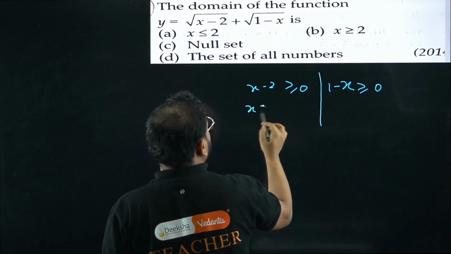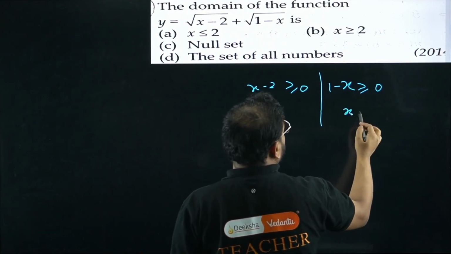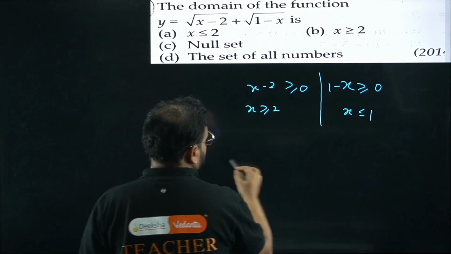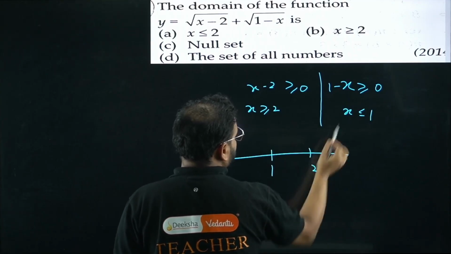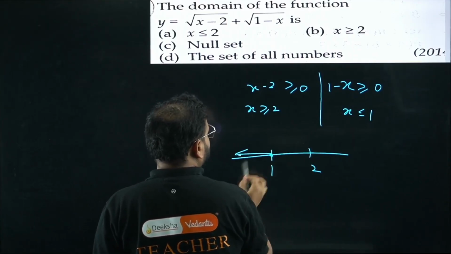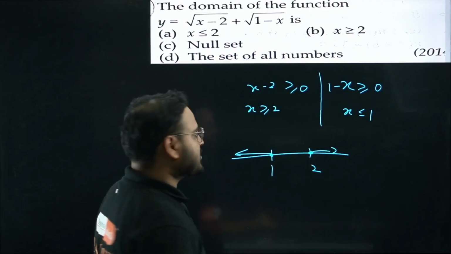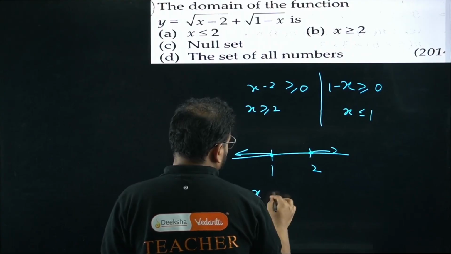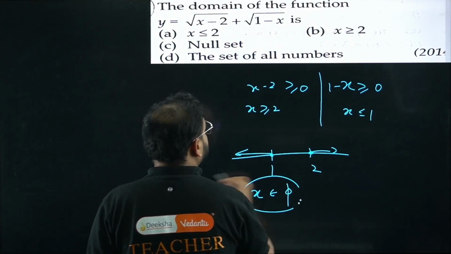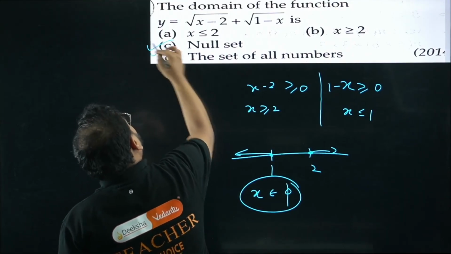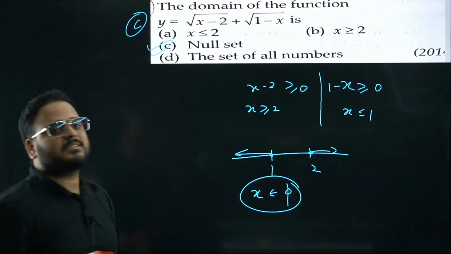From here, x should be greater than or equal to 2. From here I get x should be less than or equal to 1. Plot the number line, 1 here, 2 here. This one says less than like this, or more than like this. What is the answer? There is no intersection possible. It means x belongs to phi, the null set. The answer is null set.